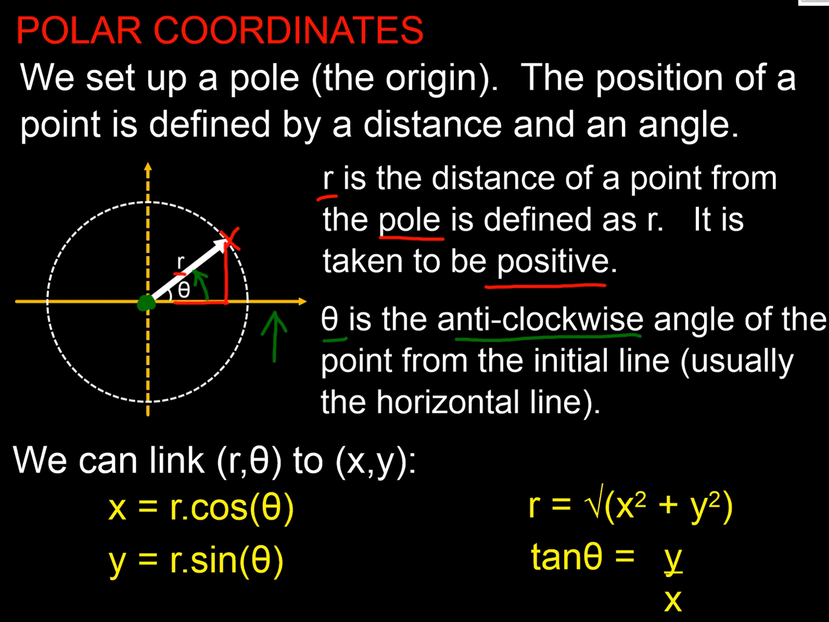We can connect r and theta to x and y by drawing our little right angled triangle here, can't we? So x equals r cos theta and y equals r sine theta. Of course, reversing that using Pythagoras, then r as the hypotenuse is going to be the square root of x squared plus y squared. And using trig, well, tan theta is going to be y over x. So we can work backwards and forwards.